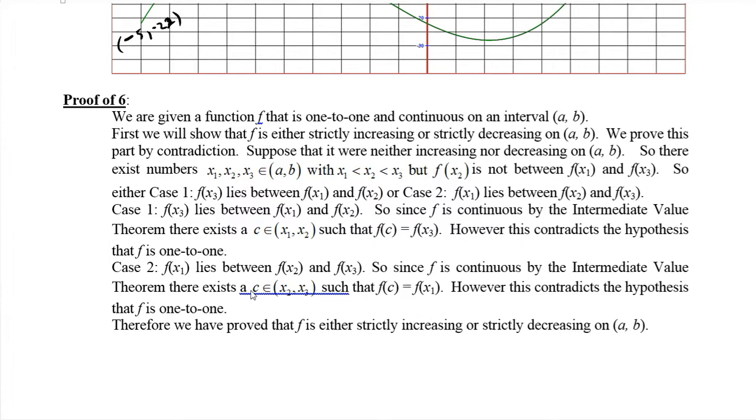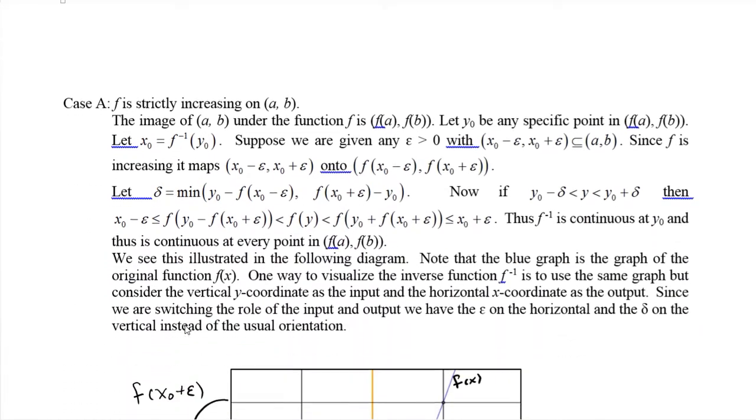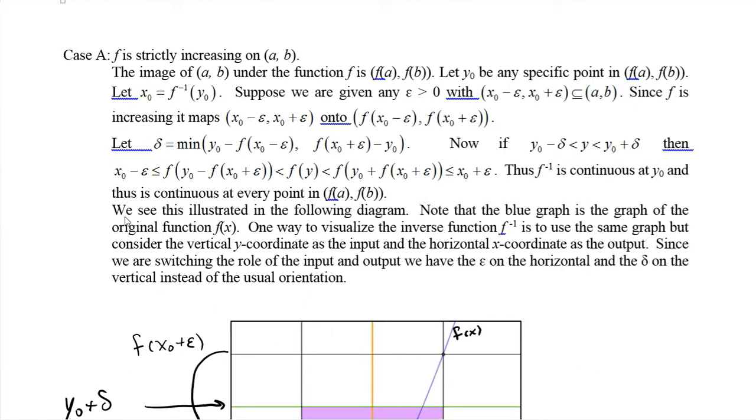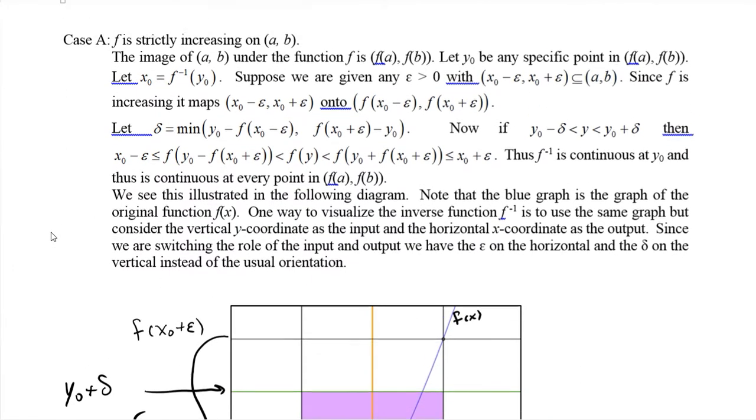You do this by applying the intermediate value theorem. And so we see that f has to be either strictly increasing or strictly decreasing. So let's look at case A, where f is strictly increasing.